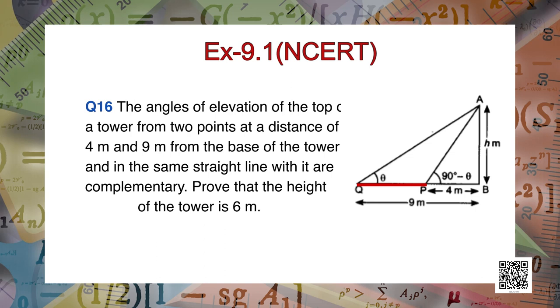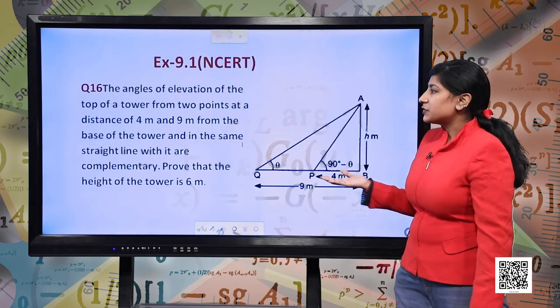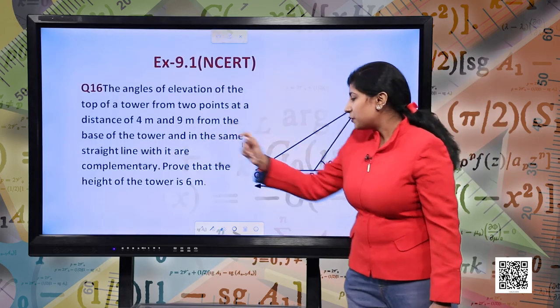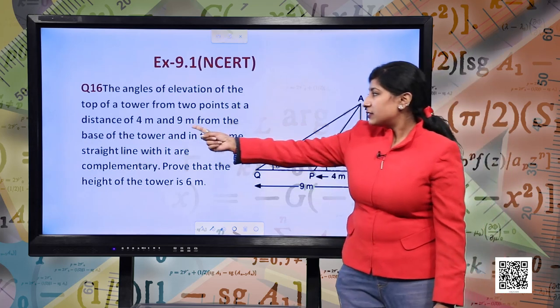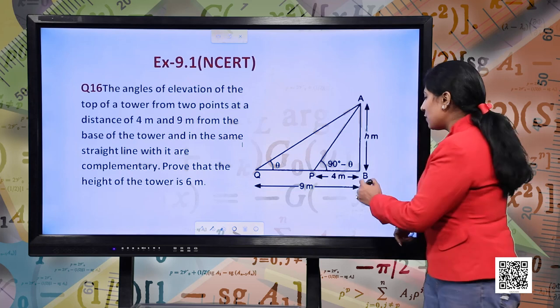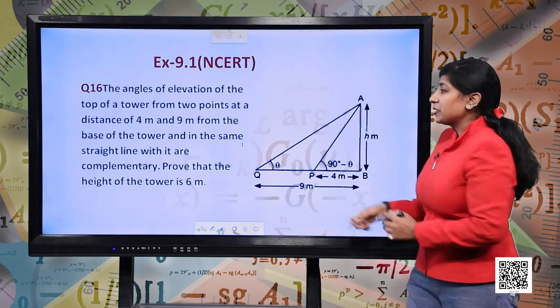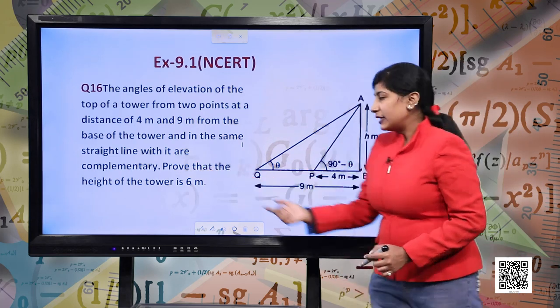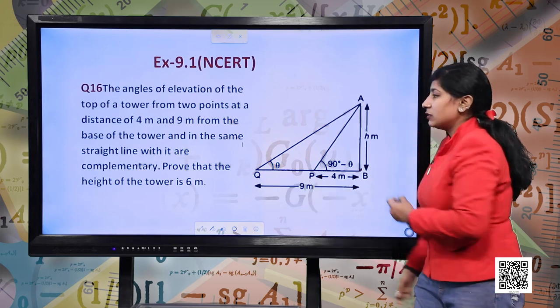See, these P and Q are the points on the ground which are at a distance of 4 meter and 9 meter from the base of the tower. And base of the tower is this B point, okay? And they are in the same straight line, which means this ground.